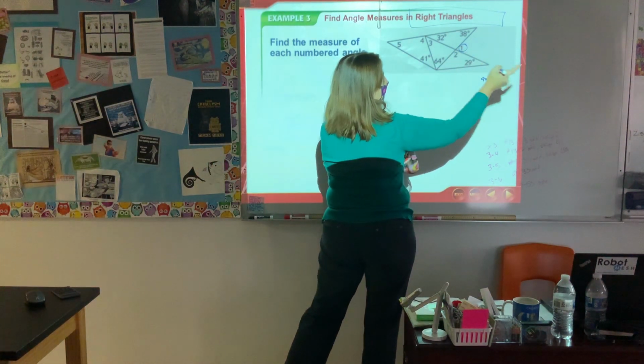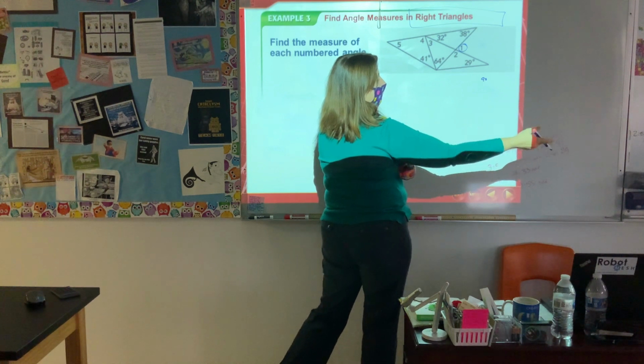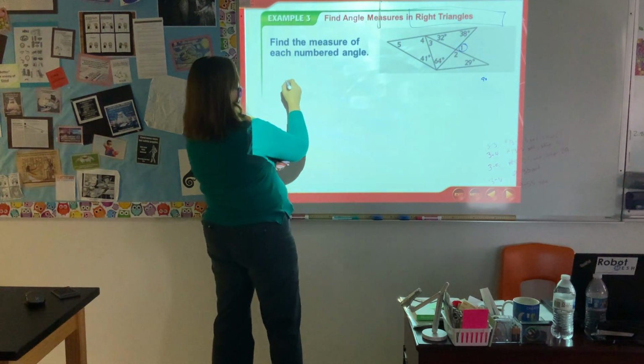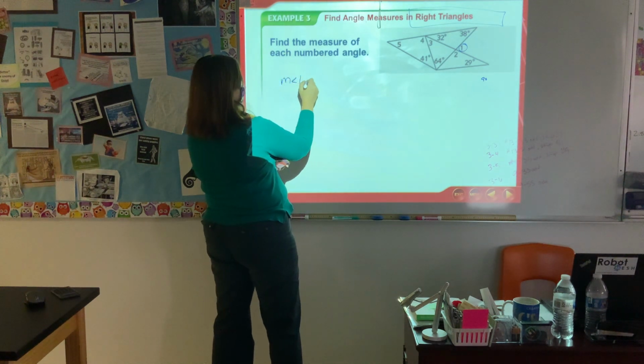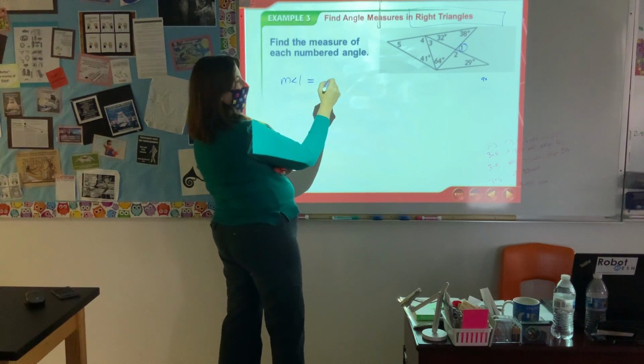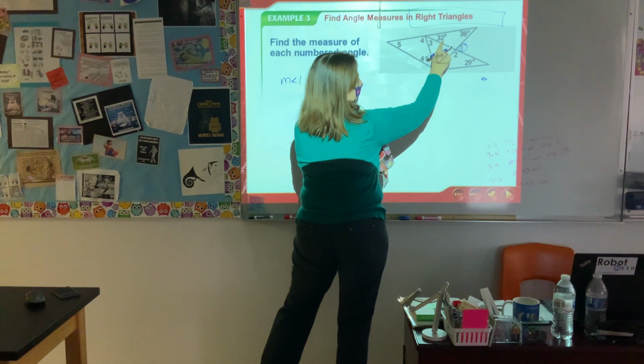The same way we used the other theorem. I forgot what it's called. What's it called? Exterior angle theorem. The exterior angle theorem says the measure of angle 1 is going to equal what? The two angles that are opposite, right? Those interior angles, 32 plus 38.